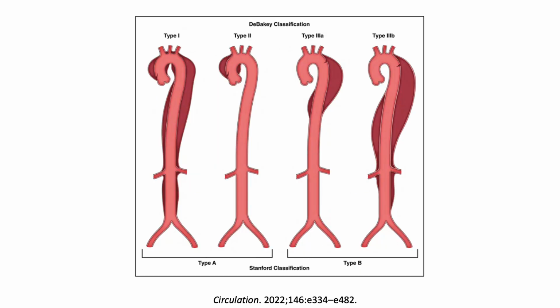There's a couple different ways that aortic dissections are classified. There's the DeBakey classification, which is based on the origin of the intimal tear and the extent of the dissection. The one that you should know is the Stanford classification, which divides them into two categories depending on whether the ascending aorta is involved. So the type A aortic dissections do involve the ascending aorta, type B do not, and that helps determine the treatment.